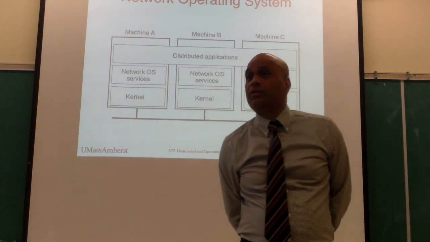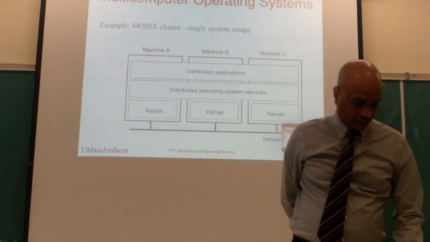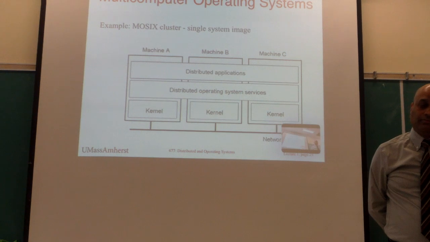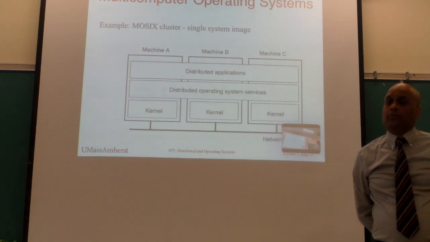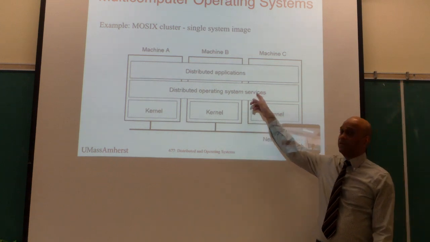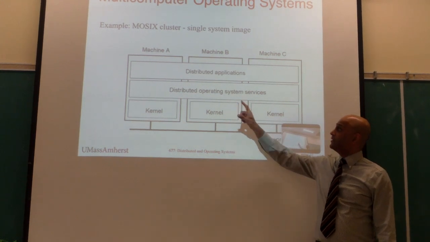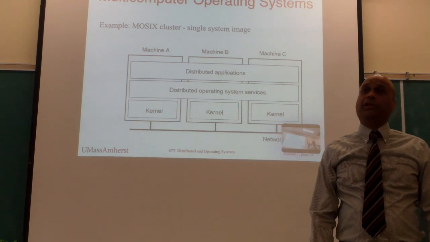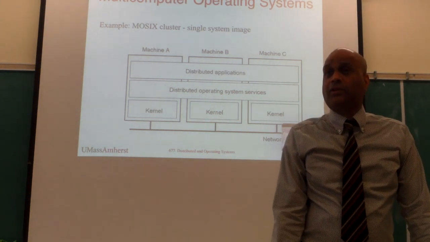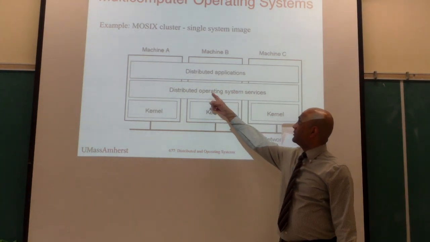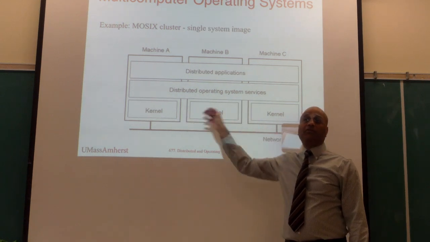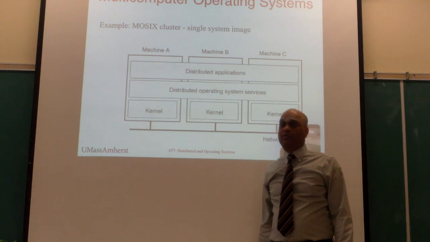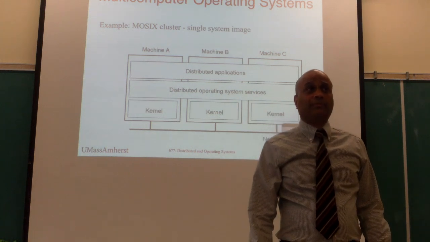Yes, question. On the previous slide, is the operating system communicating with the kernels over the network itself? So the question is, in a distributed operating system, are these kernels communicating with each other over the network? Yes. This layer here, which is called the distributed operating system service, is responsible for managing all the resources on multiple machines. So you'll have to communicate back, because there are multiple machines.